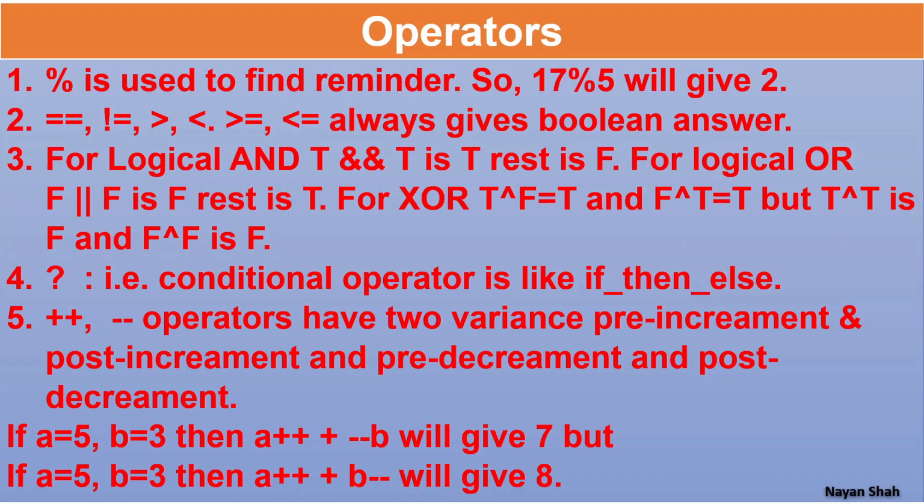Second example, the same. If a is equal to 5, b is equal to 3, then a plus plus plus b minus minus. Now here both are post. Increment is post and decrement is also post. So what will it give? It will give you 8, because a is 5, b is 3, so 8. Once this statement is settled, afterward a will become 6 and b will become 2. So that is pre-increment and post-increment, pre-decrement and post-decrement.